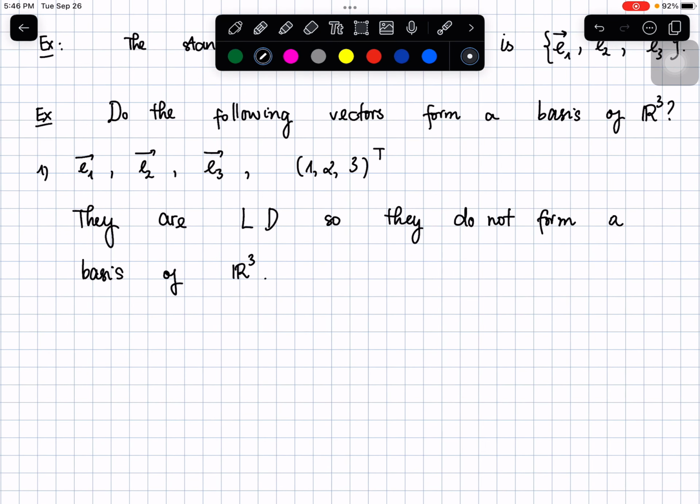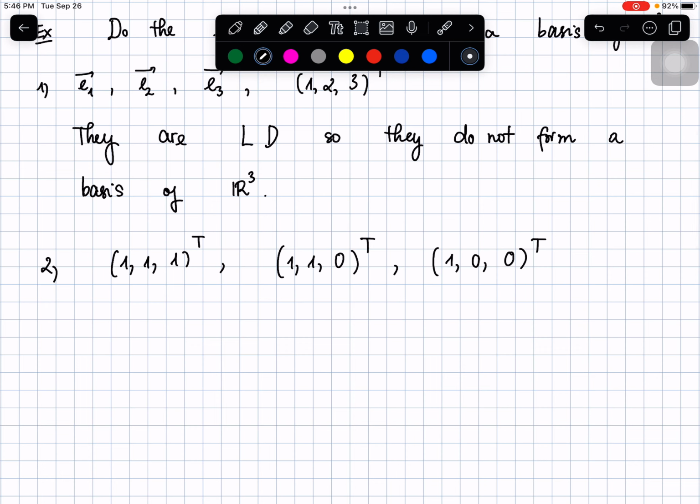So here's the second example. Say (1, 1, 1) transpose. So we have the column vector (1, 1, 0) transpose, and the last vector (1, 0, 0) transpose. So there are three vectors in R3. So we need to check two steps. Step 1, check if they are linearly independent or not. And the answer is yes. And the second step, we need to check if they span R3 or not. And the answer is yes.